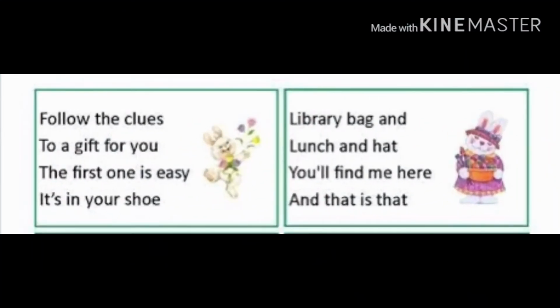These are examples about clues. For example, in this case, the examples are about Easter eggs. The first: follow the clues to a gift for you. The first one is easy. It's in your shoe. Number 2: library bag and lunch and hat. You will find me here, and that is that.